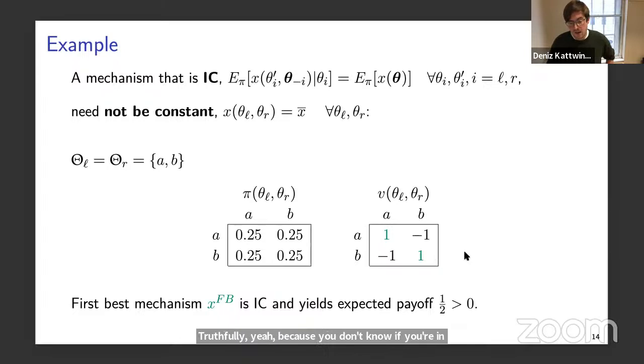Therefore this is IC and yields an expected payoff of 1/2. Whereas if you would insist on a constant mechanism that chooses one action, left or right, regardless of what the agents say, then you would always get 0. So this is the hopeful message in this setup. There's a lot to do for us designers.